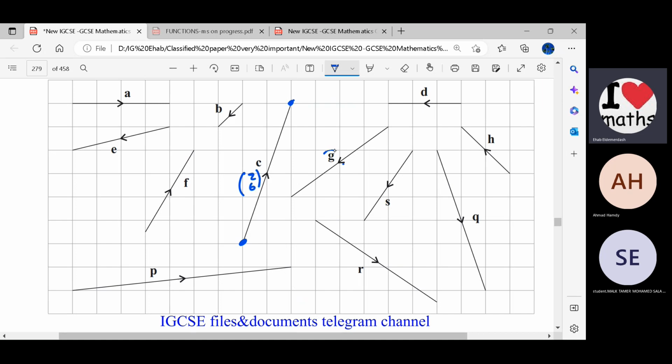Who can tell me about the vector G? Be careful, because it is going in the opposite direction. I moved like that from this point to this point, so I have to move -4, and I have to go down for how many units? -3.